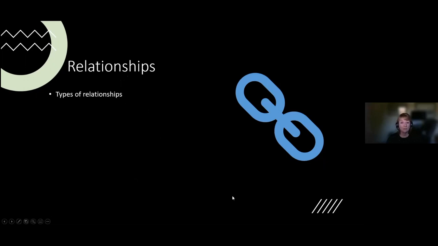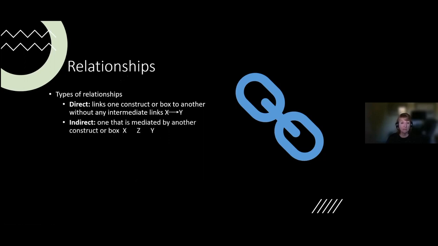So there are different types of relationships. A direct relationship just links one construct or box to another without any intermediate links. And then indirect relationships show a mediating relationship. And of course, there are moderating relationships as well. We won't even get into those, but each indirect relationship diminishes the observable effect of X on Y. You're saying X has a direct relationship with Z, Z has a direct relationship with Y, therefore X is indirectly related to Y.